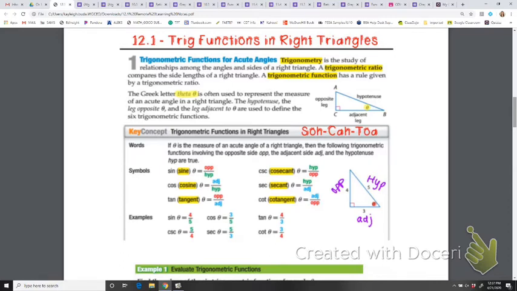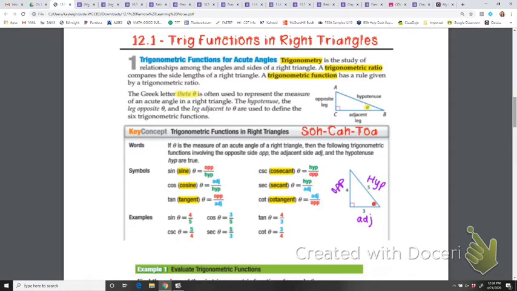So we have 6 trig functions: sine, cosine, tangent. Those are the ones we're going to use very often. And then we have the reciprocals of those: cosecant, secant, and cotangent. Sine is opposite over hypotenuse. Like I said before, cosine is adjacent over hypotenuse. Tangent is opposite over adjacent. The cosecant is the reciprocal of the sine, so now it's hypotenuse over opposite. Secant is the reciprocal of cosine, so that's hypotenuse over adjacent. Cotangent is the reciprocal of tangent, so now it's adjacent over opposite.